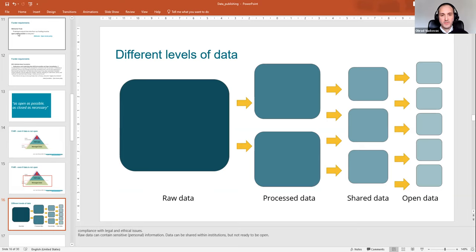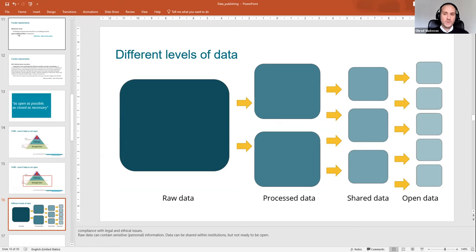It's not possible from the infrastructure level, but there are also legal and ethical concerns, because raw data can contain sensitive information like personal information, especially if it's done with human subjects like patients in hospitals. Sensitive information can also be geographical locations of endangered species or sensitive ecosystems, which should be kept secret. So raw data contains all of that.